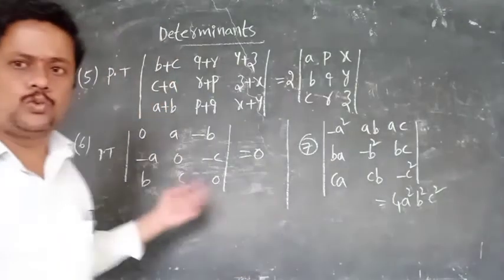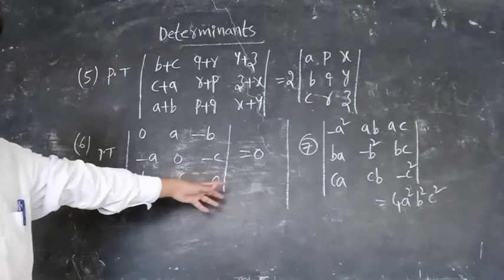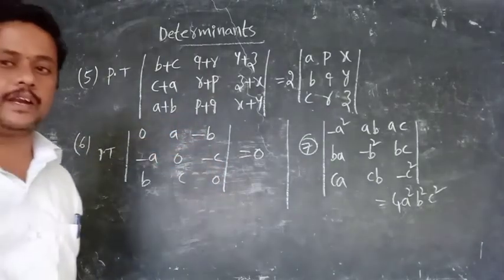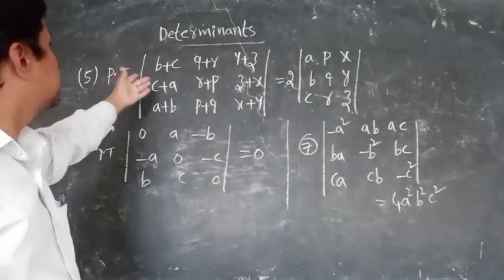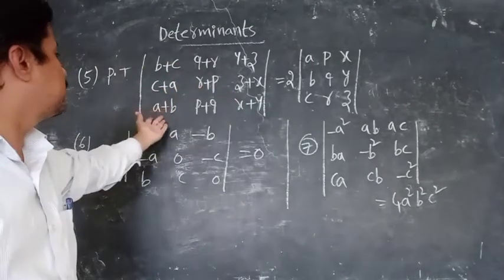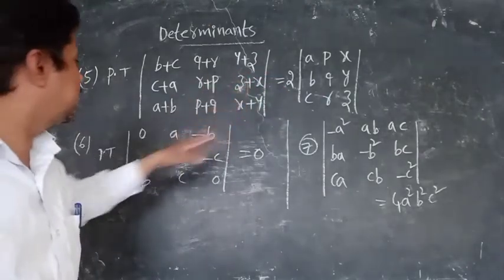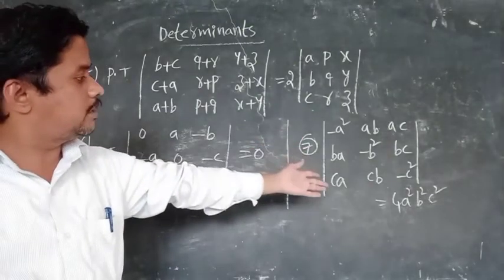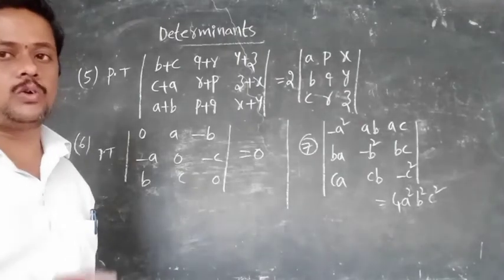See, my dear students, do this one as homework. The 5th one, 6th one and 7th one are homework. Okay. Do these as homework. If you are facing any difficulty, tell me. I will do this one also in the next video. So B plus C, Q plus R, Y plus Z, C plus A, R plus P, Z plus X, A plus B, P plus Q, X plus Y is equal to 2 into that matrix determinant, and this value is equal to 0. This determinant value is equal to 4 A square B square C square. Okay, go through this one and do the homework.